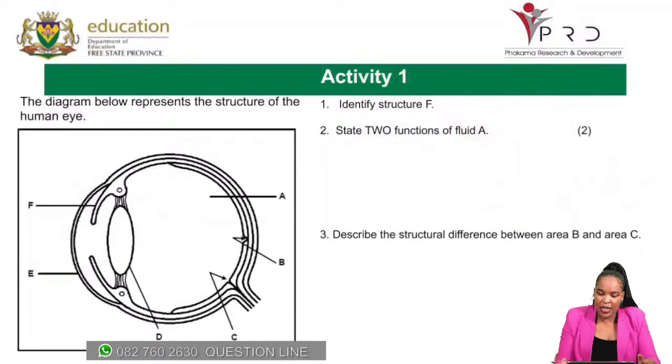Then we can do this activity on the eye. So the diagram below represents the structure of the human eye. Number 1, identify structure F. Number 2, state 2 functions of fluid A. 3, describe the structural difference between area B and area C. So I will give you 3 minutes for you to do this activity.